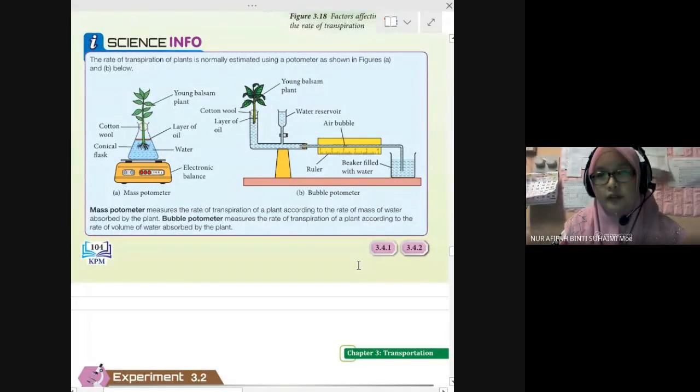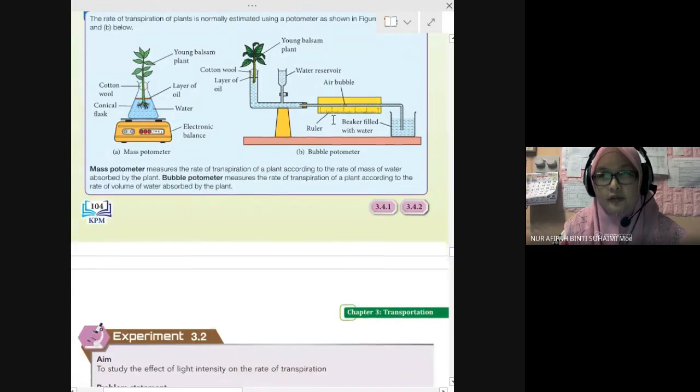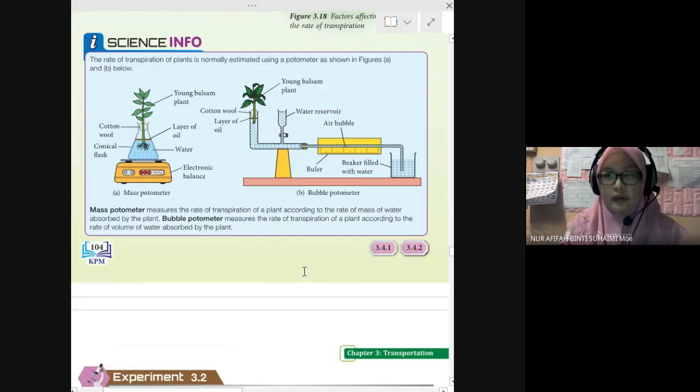This one, using a photometer. Mass photometer, bubble photometer. Use an electronic balance. The mass photometer measures the rate of transpiration of the plant according to the mass of water loss absorbed by the plant.